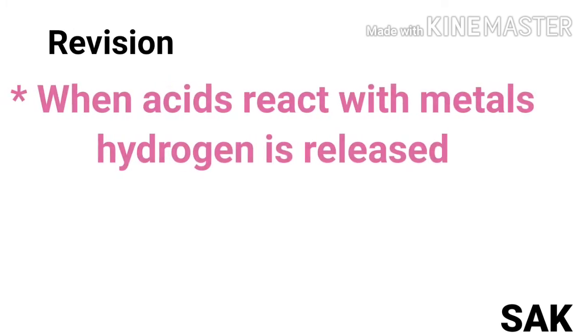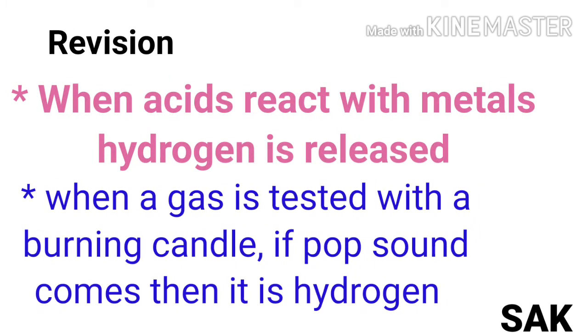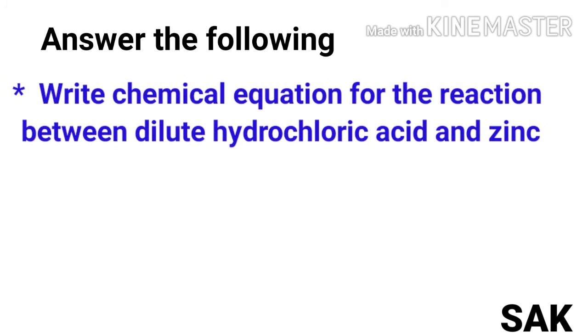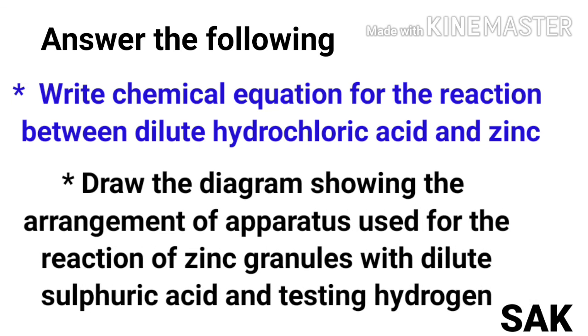Let us revise the main points. Answer the following. Write the chemical equation for the reaction between dilute hydrochloric acid and zinc. Draw the diagram showing the arrangement of apparatus used for the reaction of zinc granules with dilute sulfuric acid and testing hydrogen.